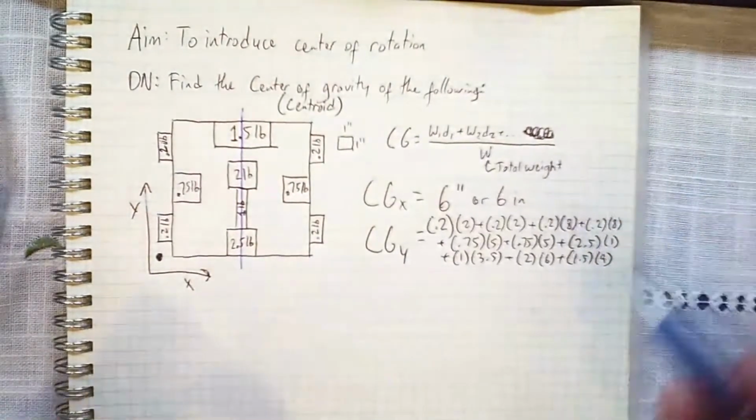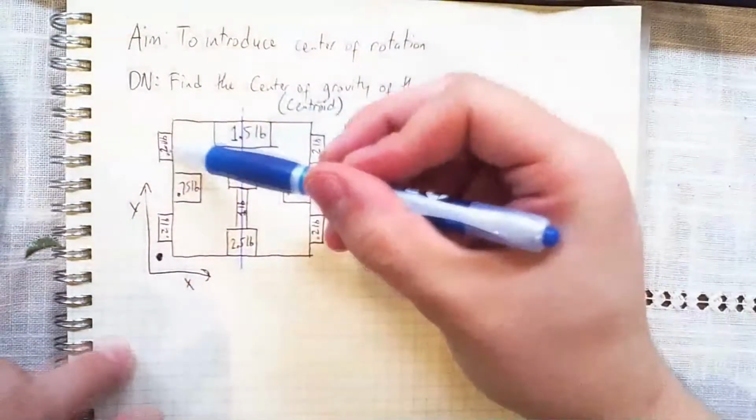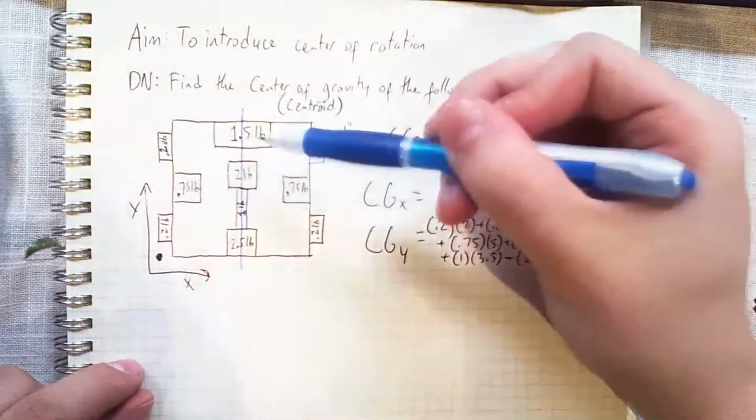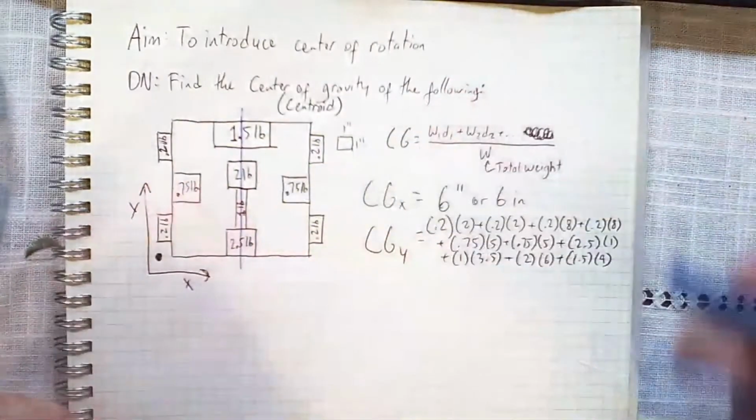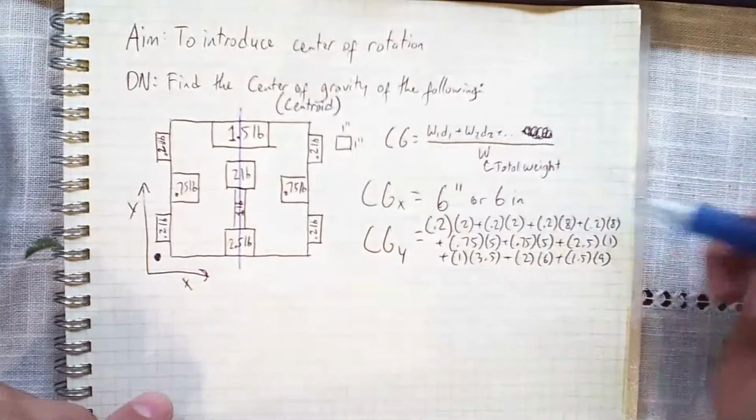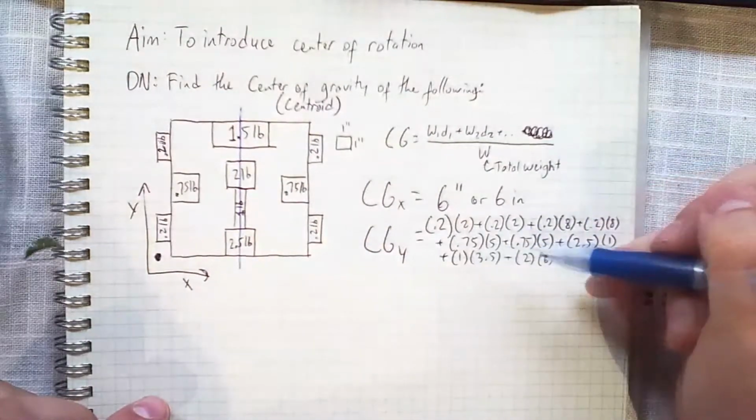I'm just going to check to make sure I have the right number of weights. So I'm just going to count here. 1, 2, 3, 4, 5, 6, 7, 8, 9, 10. 10 weights. I should have 10 weights here.